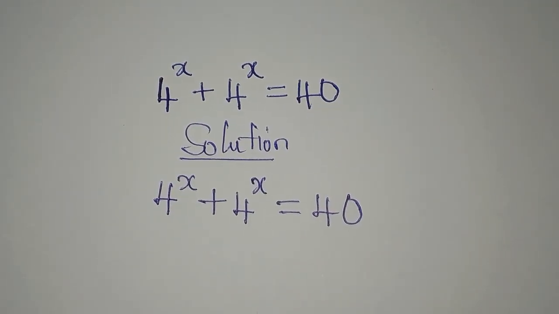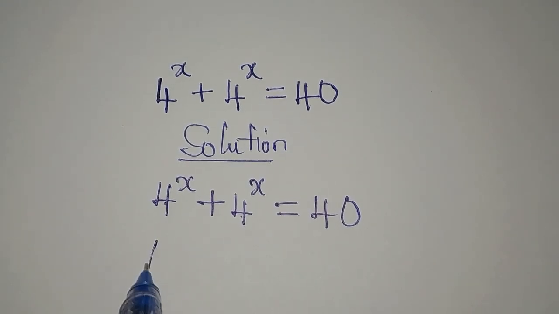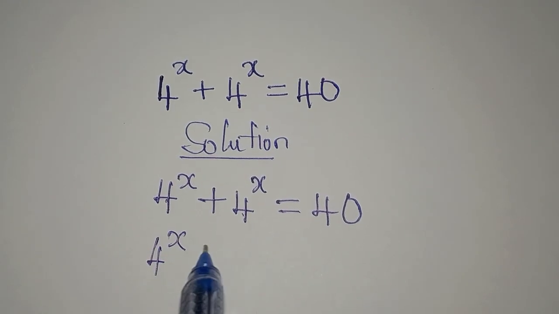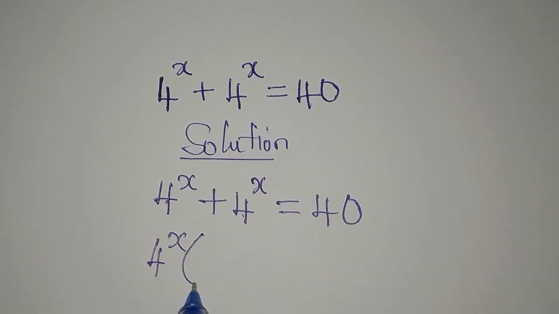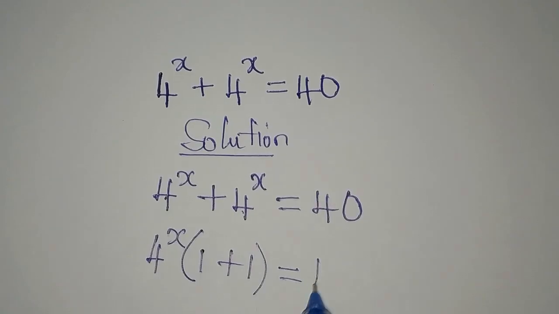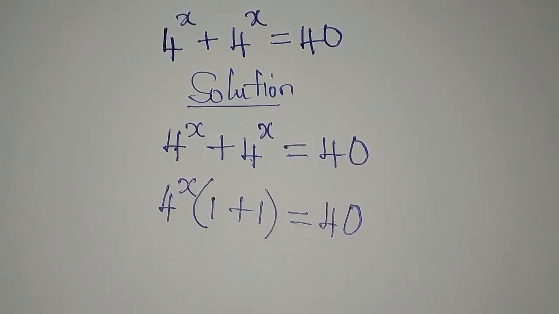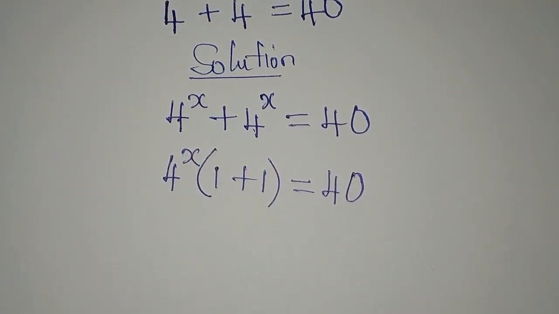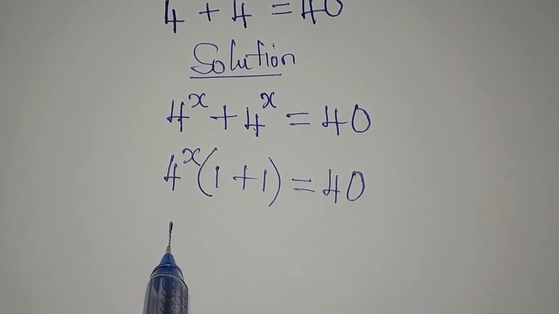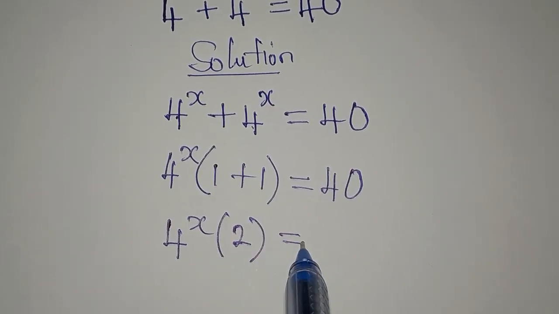Okay, so how do we solve this now? This and this are common, right? So they are the same. We can factor out 4 to the power of x as the common factor. Here we have 1 plus 1, and this is equal to 40, right? Now, guess what I'm going to do? This is 4 to the power of x multiplied by 2. This is equal to 40.